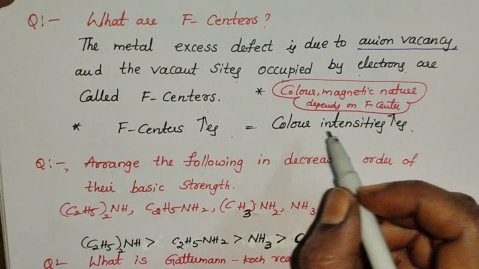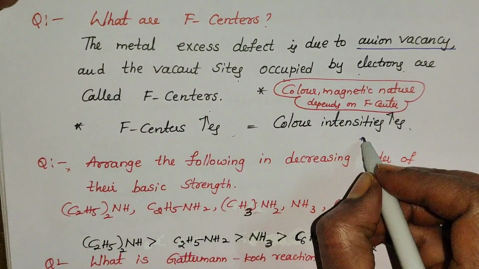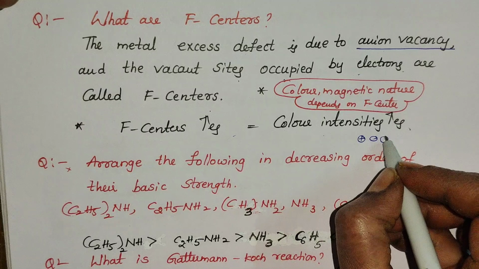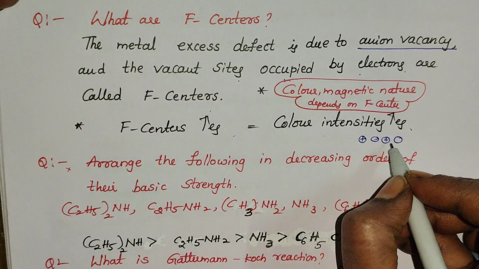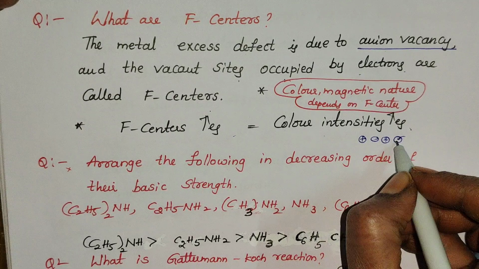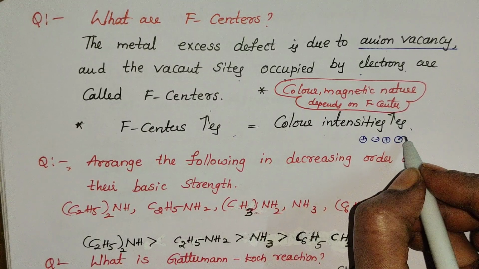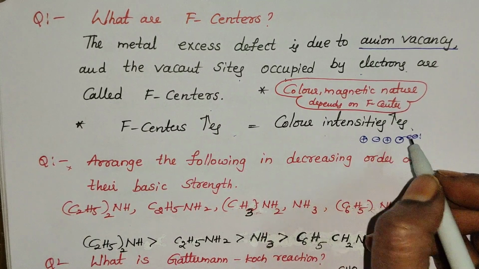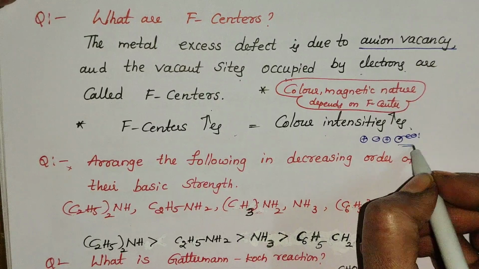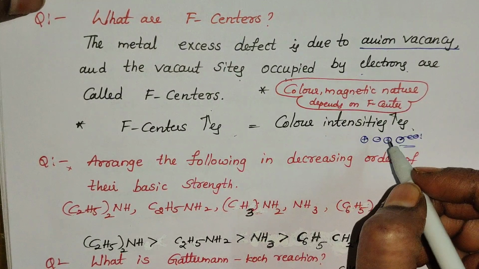That's it. It is a metal defect. For example, in a metal, positive and negative ions, you have to imagine. One of the negative places is empty. That anion vacant place is not a positive charge; it is a negative charge vacant place. That is filled with the electron, and that is known as F center. When F centers are increased, automatically color and magnetic property increase.